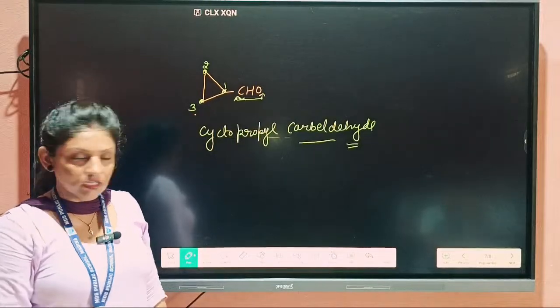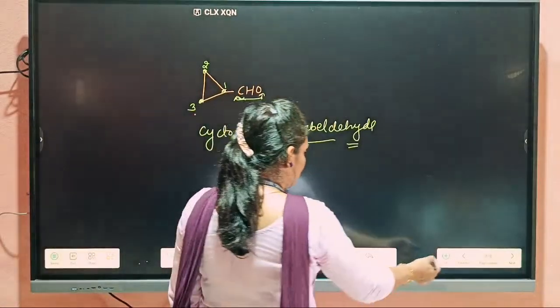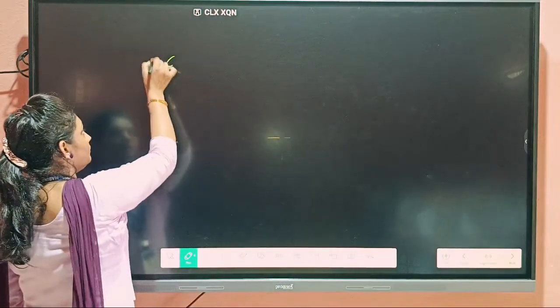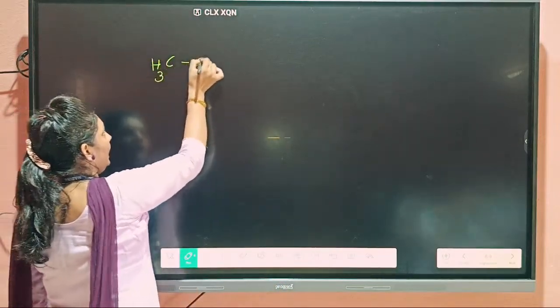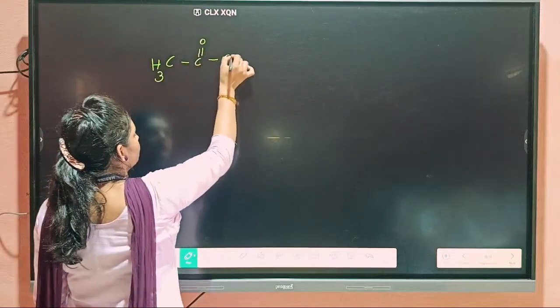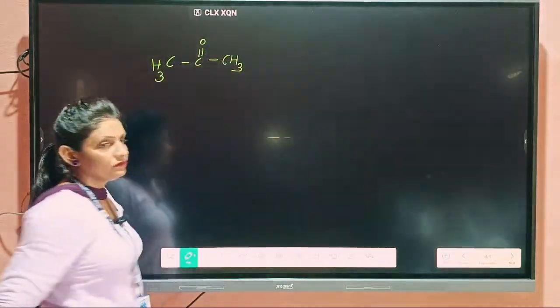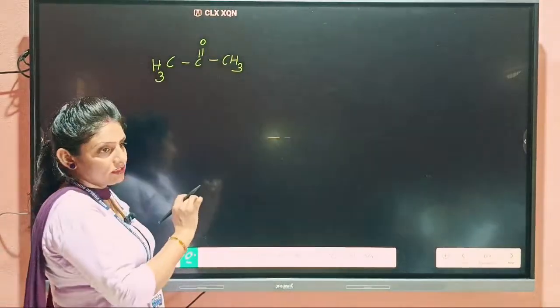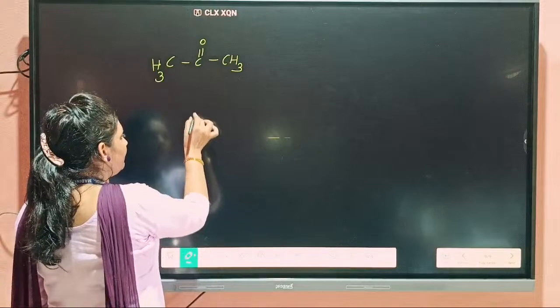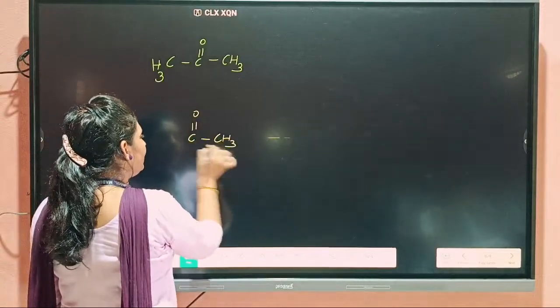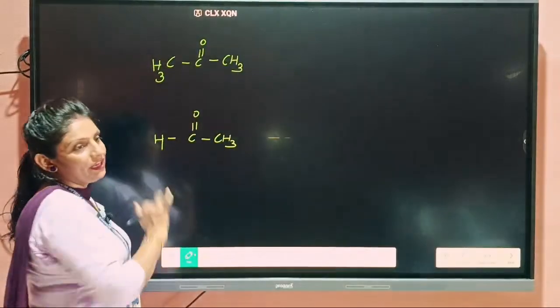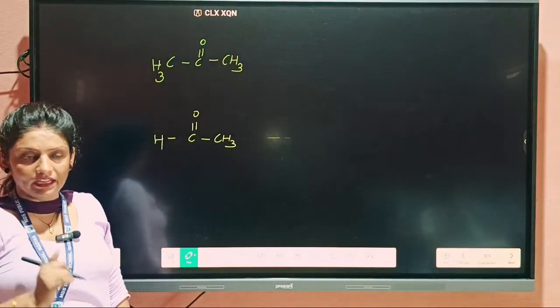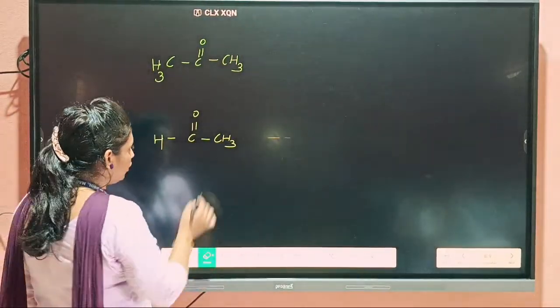Any doubt in this? If we talk about ketone, like if we have this one, this is our smallest, because if we take hydrogen at one side, then it will be an aldehyde. So this is the smallest ketone.